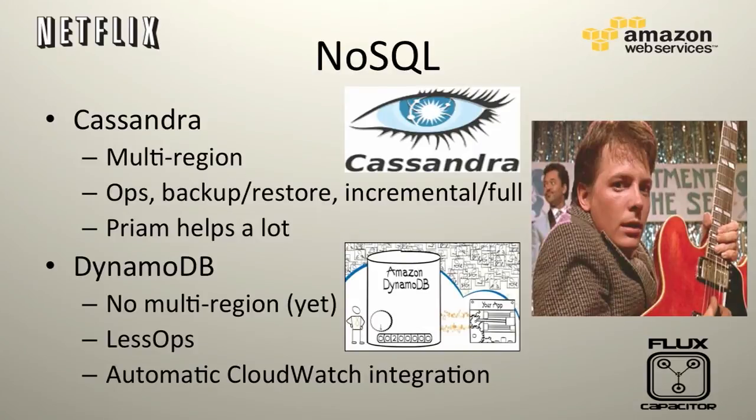Flux supports both Cassandra and DynamoDB. I'm leaning towards Dynamo because, while it's fun and cool to set up Cassandra and see it start to accept requests, it's a pain to maintain.